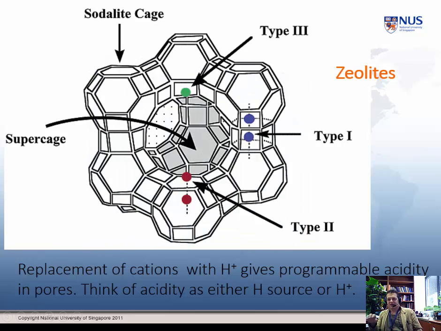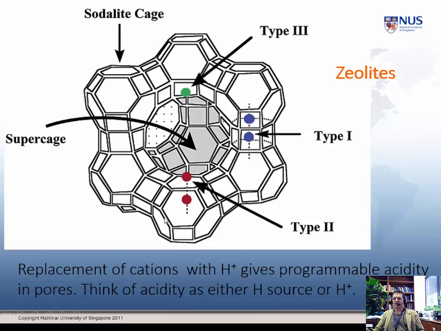Okay, this loosely bound metal ions, because they're loosely bound, they can be replaced with hydrogen ion. So you can program the acidity in the pores. You can think of it either as an H plus source or H plus, whichever you prefer. But that is one of the factors you can engineer in those reaction spaces, and here's an example, where you want to do your reaction.